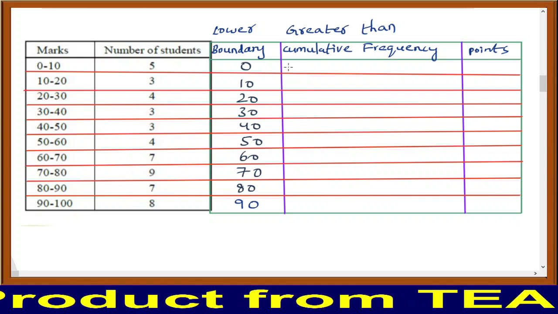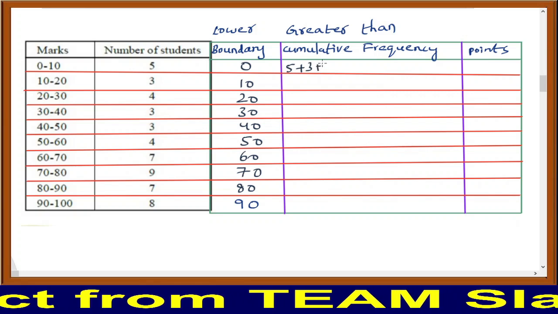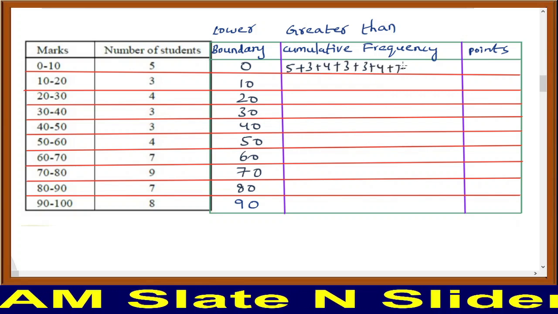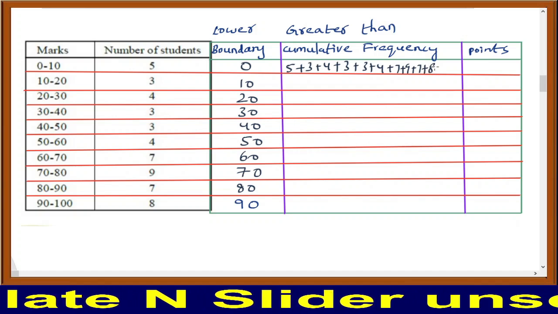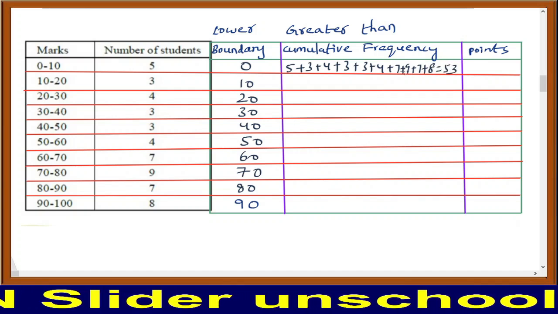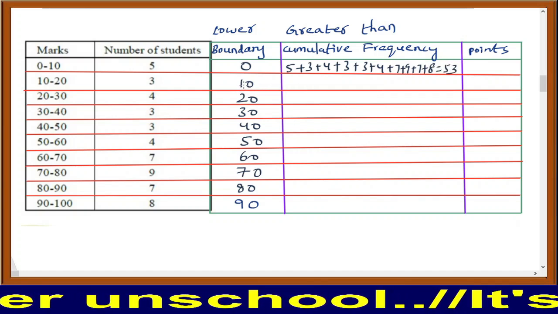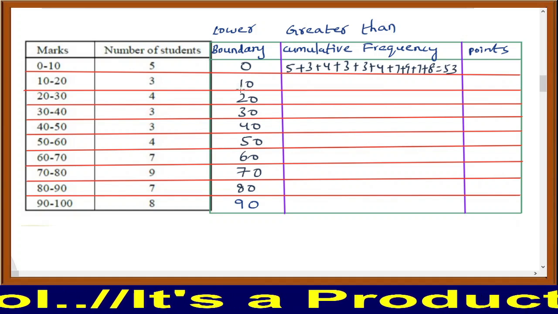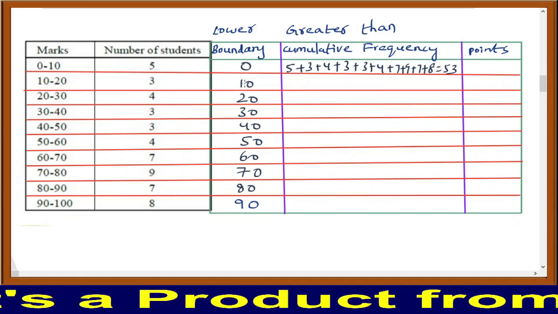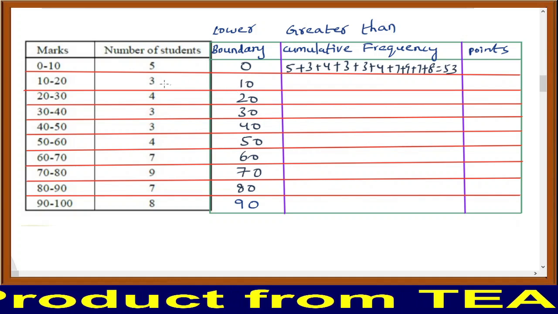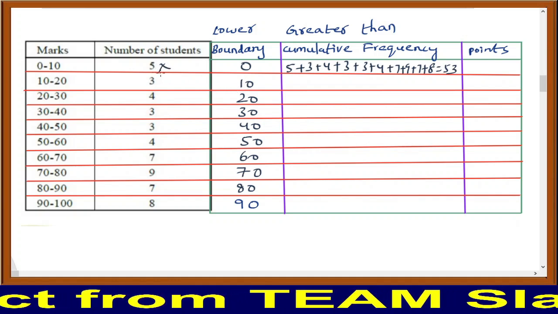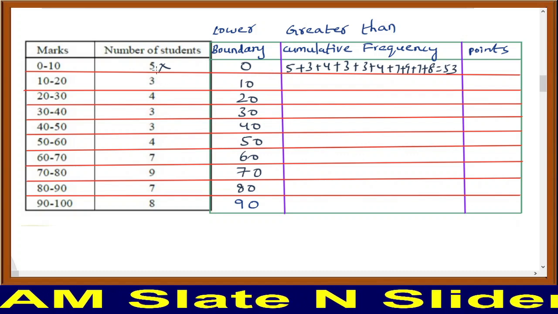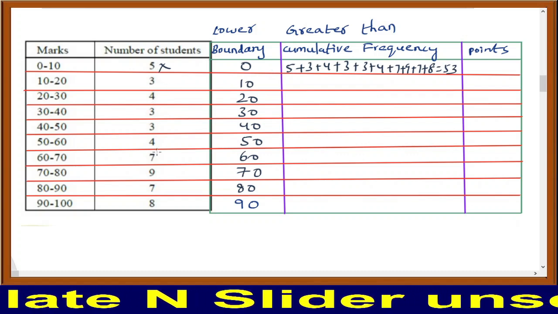So we should add 5 plus 3 plus 4 plus 3 plus 3 plus 4 plus 7 plus 9 plus 7 plus 8, that is equal to 53. And for the next one, we should take the lower boundary as 10. So we have to write the number of students who got above 10 marks. So these 5 students would not come in this interval, in this boundary. So we should leave this 5 and we should write the remaining numbers.